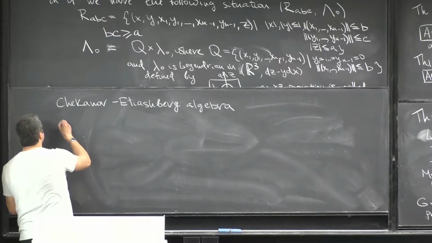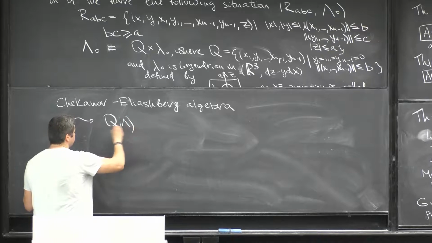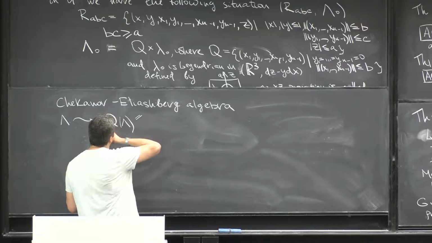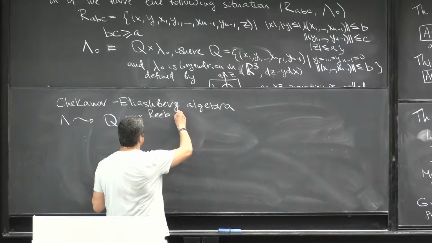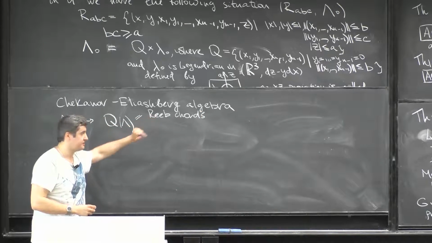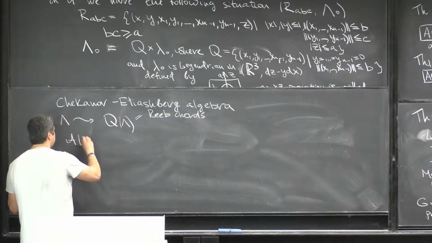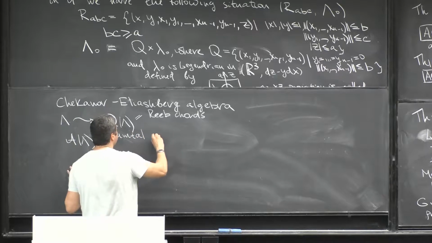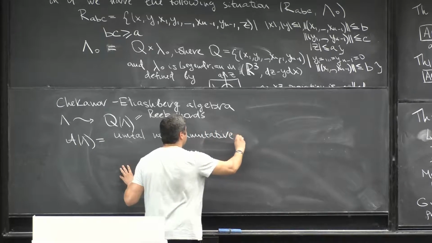Again, we have lambda. To this lambda, we associate this set Q lambda. And I should also say that the elements of the set, I said trajectories all the time, but people also use the name rib chords. So from now on, I'll say rib chords. The elements of this set are rib chords. And the Chekhanov-Eliashberg algebra, which we denote by A lambda, is just a unital, non-commutative algebra.